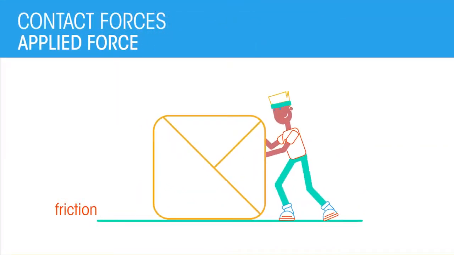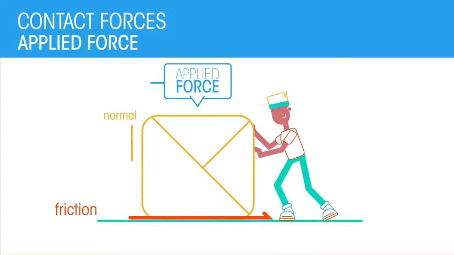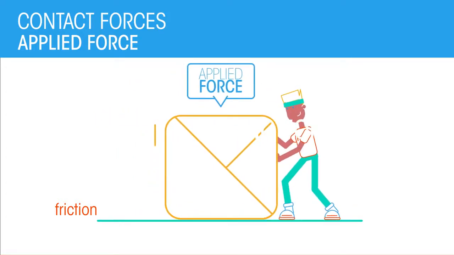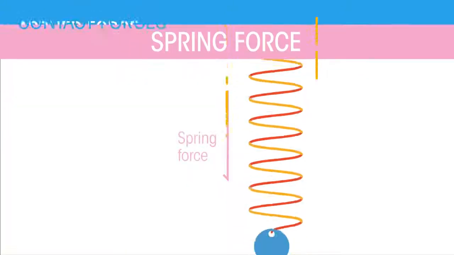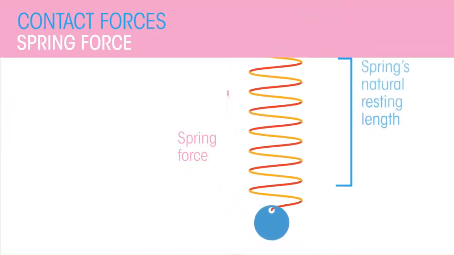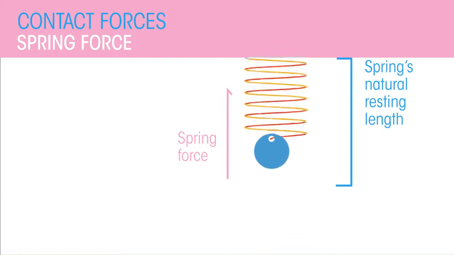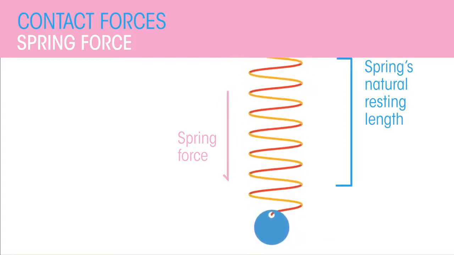Pushing that box across the room has friction, normal and applied force all at once. And then spring force. It pulls the spring back into its natural resting length, whether that means squashing the spring back up or extending the spring back out.